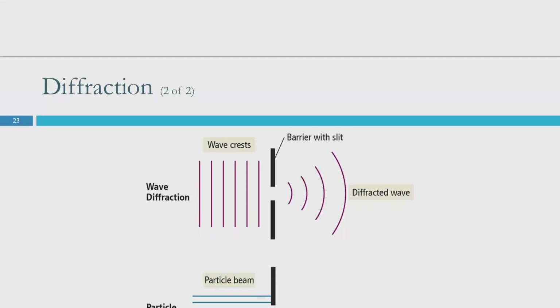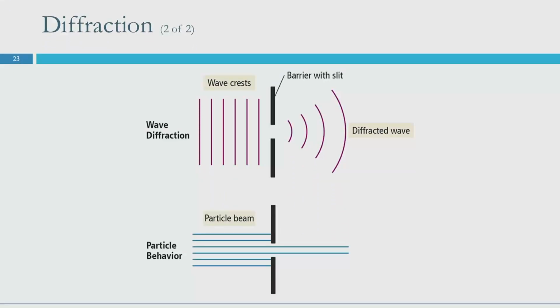So here's what diffraction looks like. We've got our little barrier here, and we're looking at waves up on top. We're looking at particles down below. So for the particles, they're just traveling in the direction of these lines. You can see where they hit the barrier, we're just saying that they fall dead or they bounce back. And the ones that make it through the slit, they just keep traveling in a straight line.